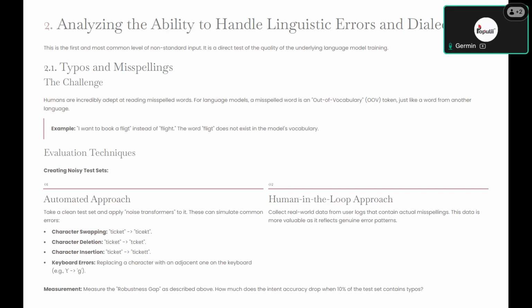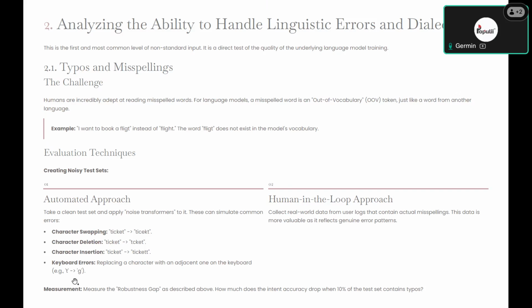Okay, so why is it more valuable? Because it reflects how people actually make mistakes in everyday communication, not just random letter swaps, but real patterns from real users.